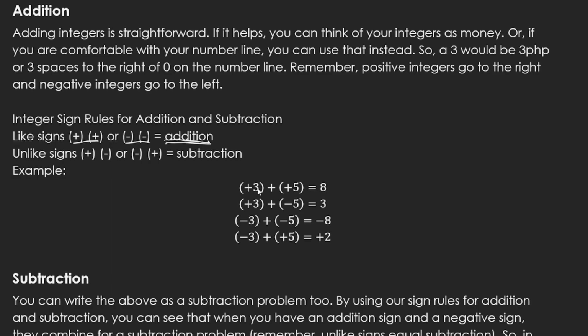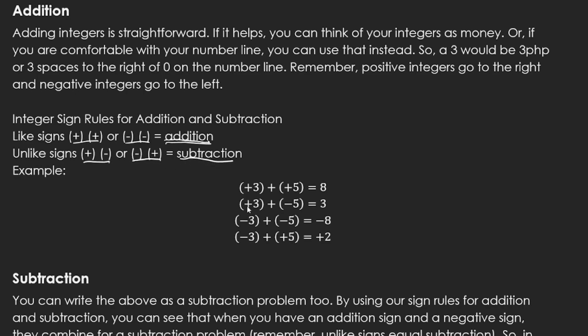We have an example here. Positive 3 plus positive 5 would give you 8. So you added 3 and 5 and it gave you 8. And you also have here negative 3 plus negative 5. Same sign, you just add them and it will give you 8. When they have different signs, whether it be positive and negative or negative and positive, you would do subtraction.